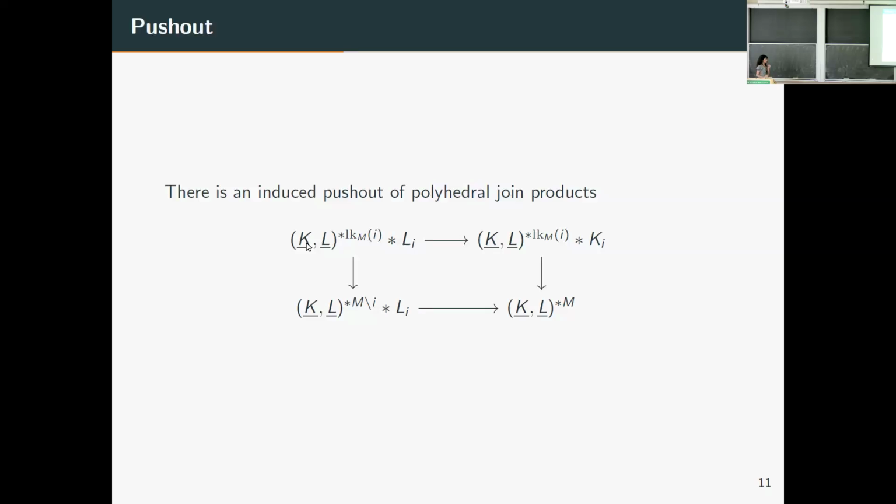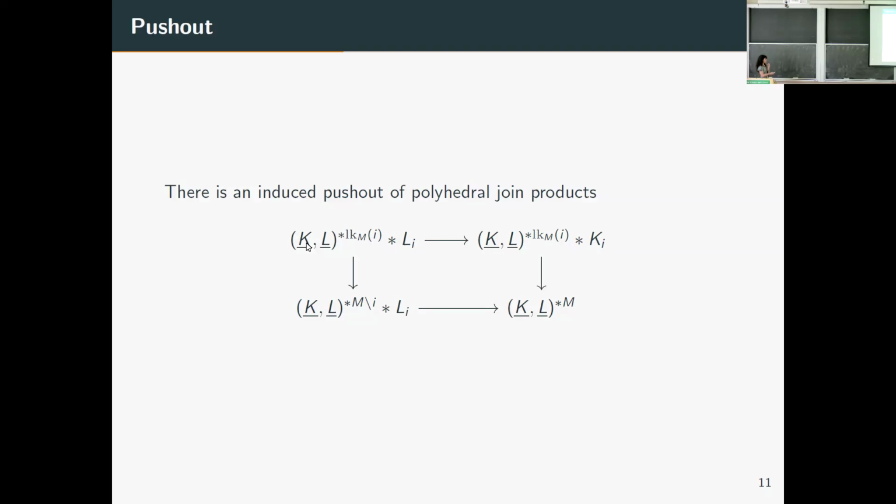Some of you might recall that for any simplicial complex, you can define something referred to as the link-star restriction pushout. So we can write it as a pushout of the link and the star over the restriction over the link. This actually induces a pushout on the level of polyhedral join products. So we can write it as this.